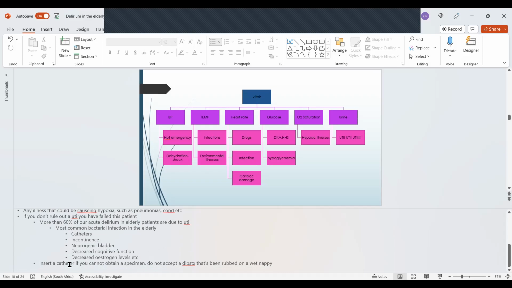Insert a catheter if you can't obtain a specimen. Do not accept dipsticks that have been rubbed on a wet nappy. I've seen this done before, and it's not an acceptable thing to do.